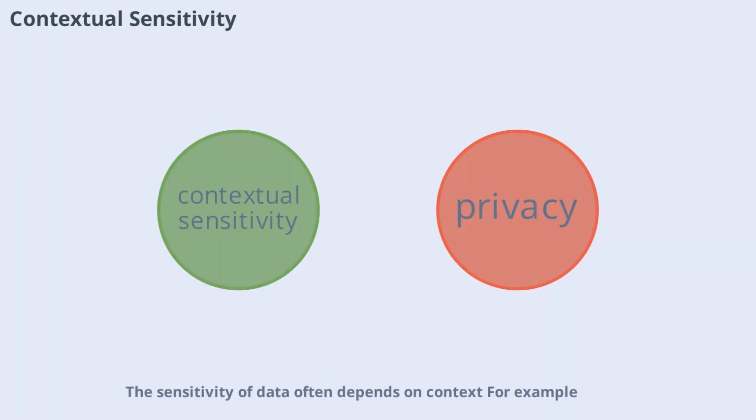Sensitivity of data often depends on context. For example, sharing your location with a friend is different from sharing it with a company. Some data may not seem sensitive on its own, but in certain situations it can become highly personal. Understanding the context in which data is collected, stored, and shared is key to protecting privacy.